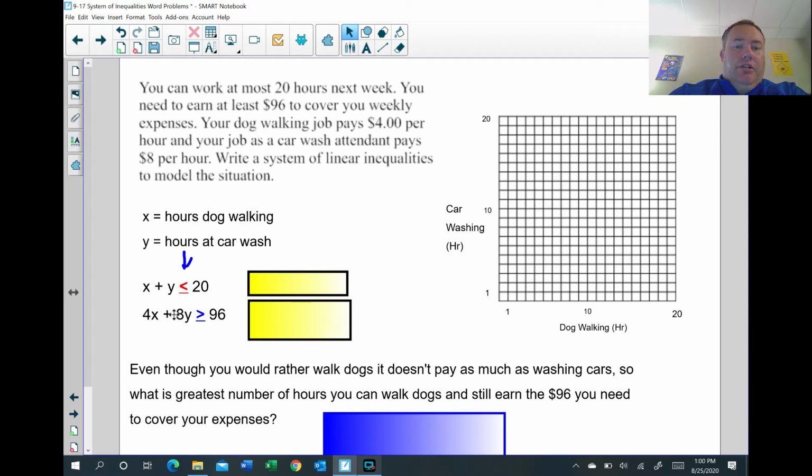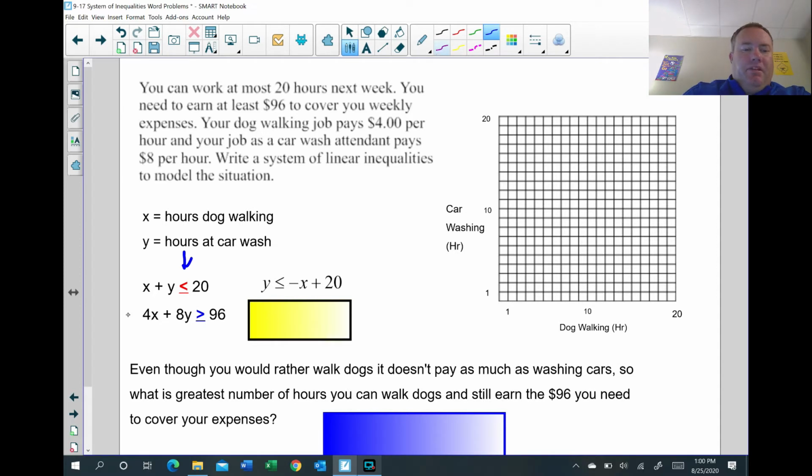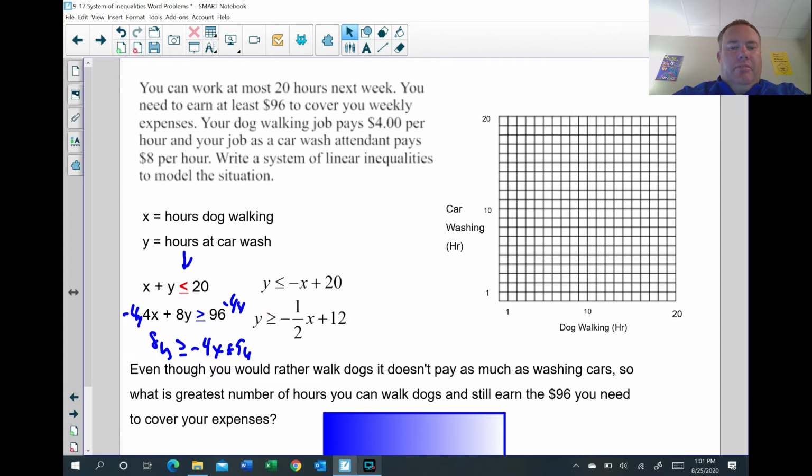Now, as you know, you need to put these in slope-intercept form. So add negative x to both sides. You'll end up with y is less than or equal to negative x plus 20. For the next one, I would add negative 4x to both sides to start off. You get 8y is greater than or equal to negative 4x plus 96, and then divide both sides by 8. You should end up with y is greater than or equal to negative 1/2 x plus 12. That's something we've already done, so we're not emphasizing it right now. From here, we're going to go through the graphing process.